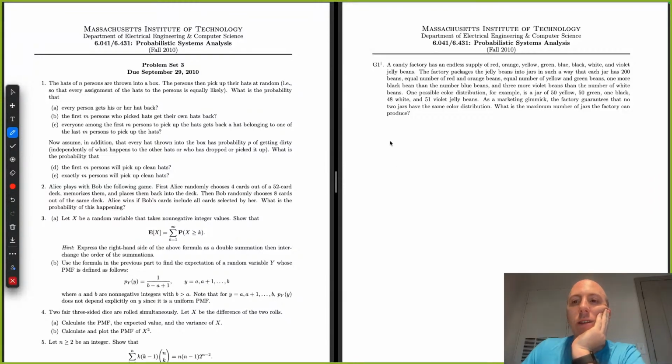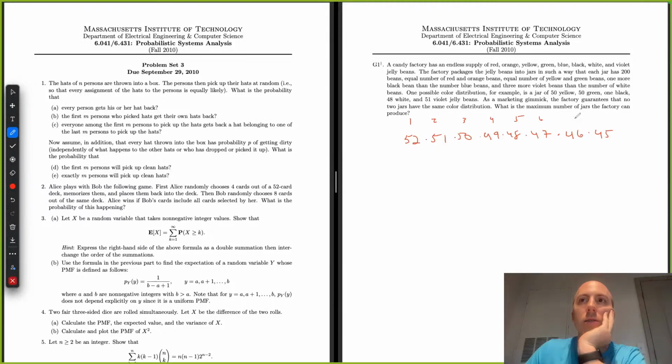So how many different 8 card things are there? There's 52 times 51 times 50 times 49, and so on. So this is card 1, 2, 3, 4, 5, 6, 7, then 46. There's 45.